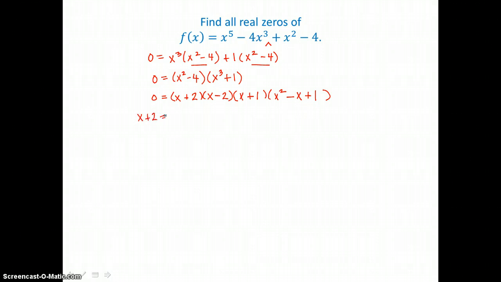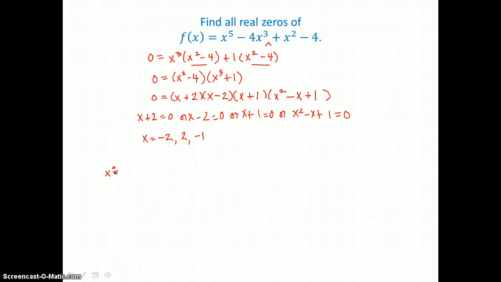So I'll set x plus 2 equal to 0, x minus 2 equal to 0, x plus 1 equal to 0, and this trinomial, x squared minus x plus 1 equal to 0. Okay, solving the first 3 equations for x, I know that x is equal to negative 2, positive 2, and negative 1. Okay, but this quadratic equation needs to be solved using the quadratic formula since it doesn't factor.